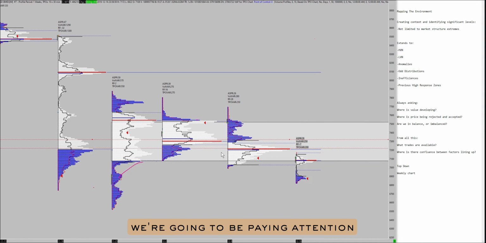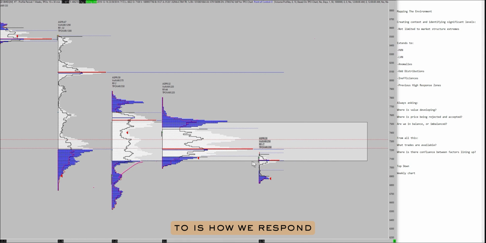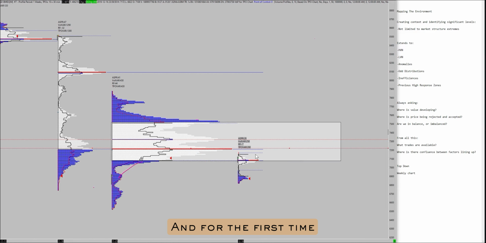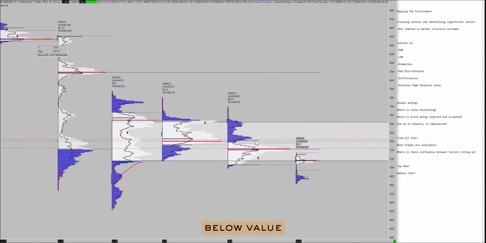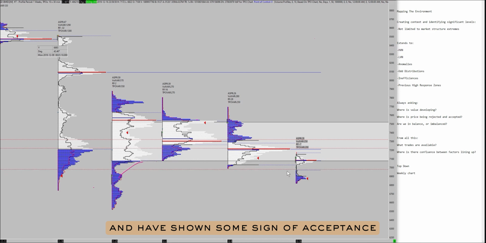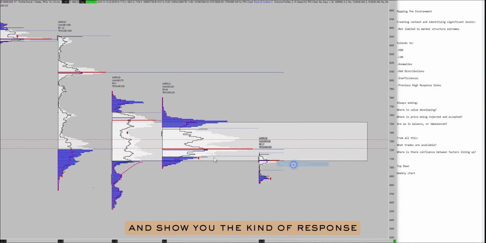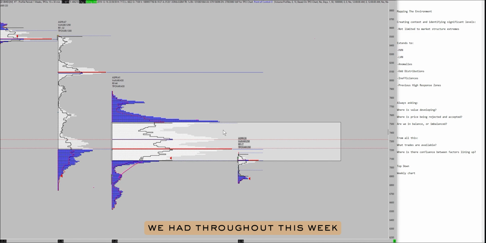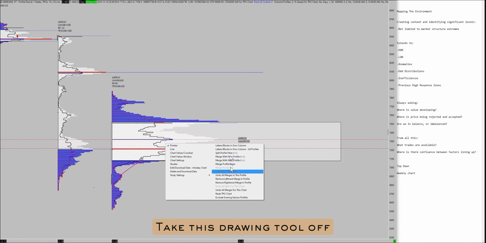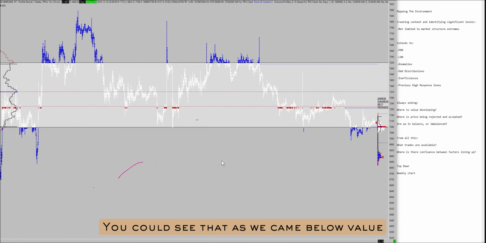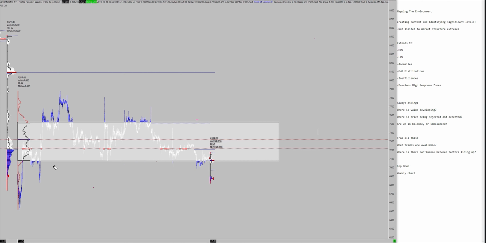The one thing that we're going to be paying attention to is how we respond if we fall outside of value. And for the first time within this structure right here, you could see that we've actually entered in below value and have shown some sign of acceptance. If we unravel these completely, so we're going to merge these and show you the kind of response we had throughout this week. Take this drawing tool off. You could see that as we came below value multiple times, we responded by leaving very quickly. Now this is the third time or the fourth time that we've moved down to the low.